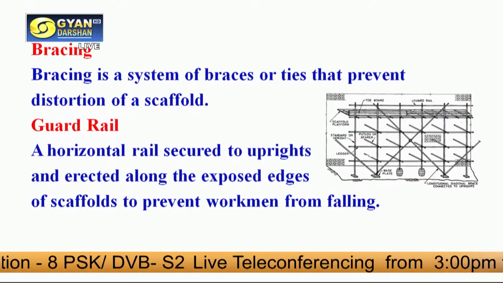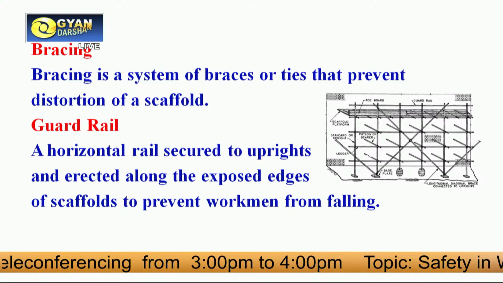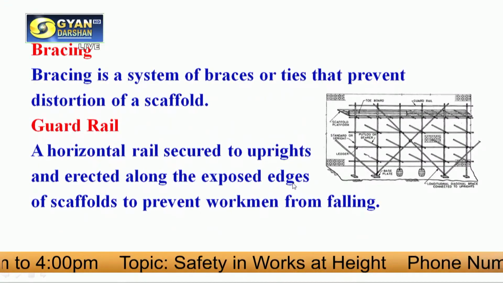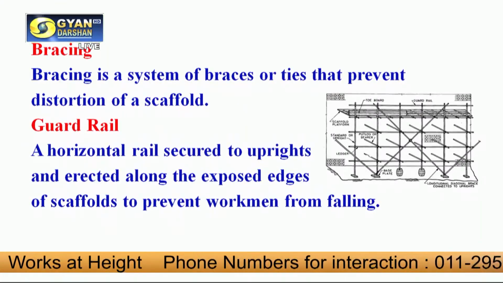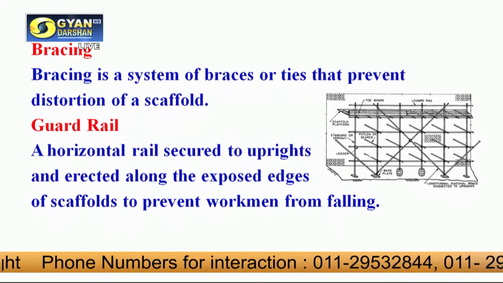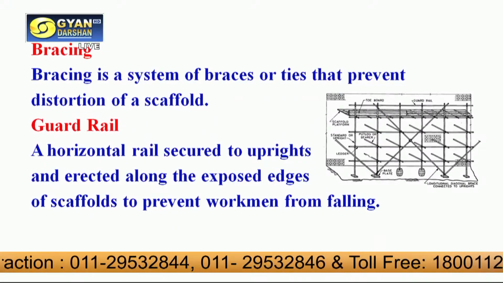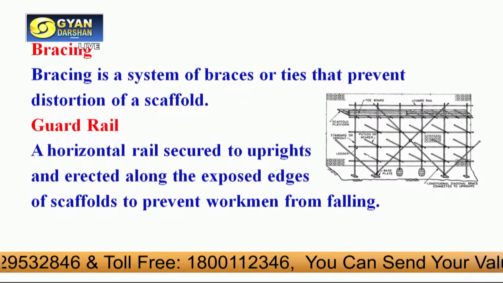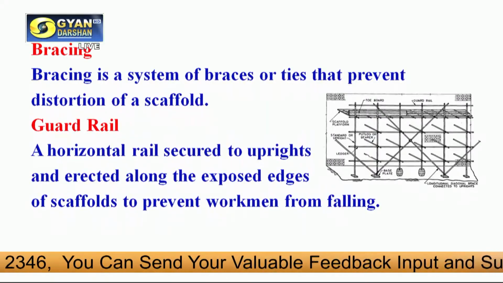Next is the guardrail. What is a guardrail here and what is the purpose? Guardrails are the horizontal rails which are secured to the uprights and erected along the exposed edges of the scaffold to prevent workmen from falling. As it is clear from its name, it is guarding, means providing safety to the worker so that by mistake the worker should not fall. It provides safety to that worker at height.